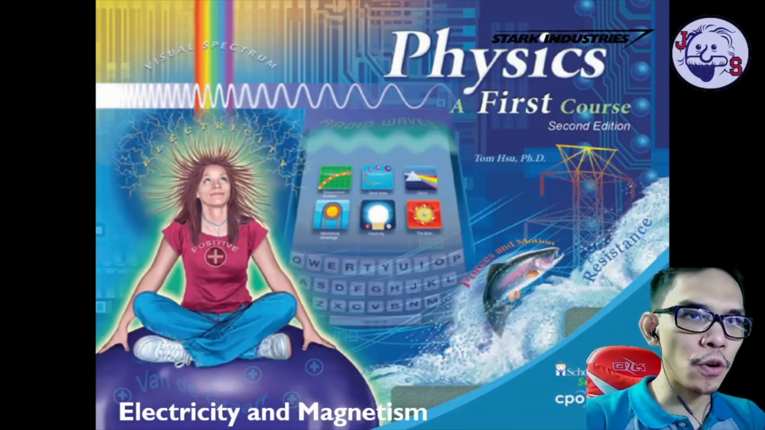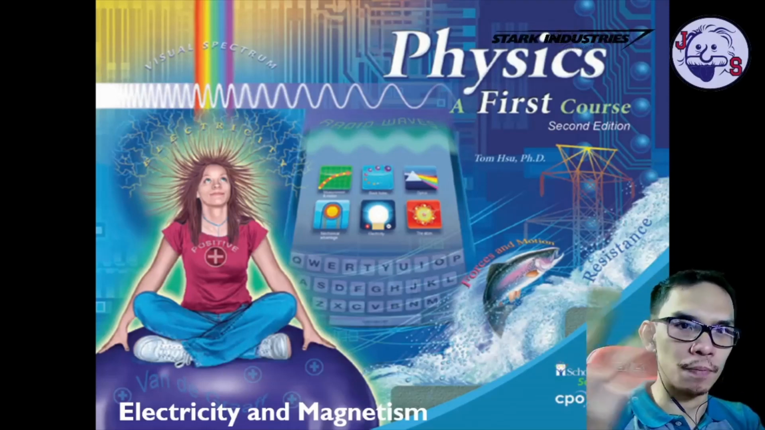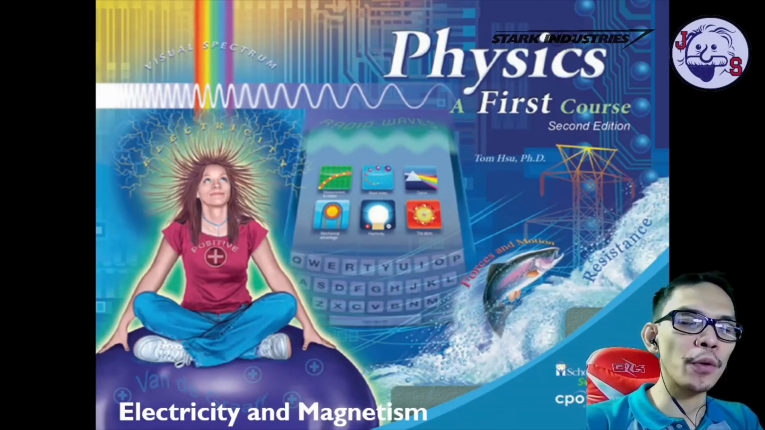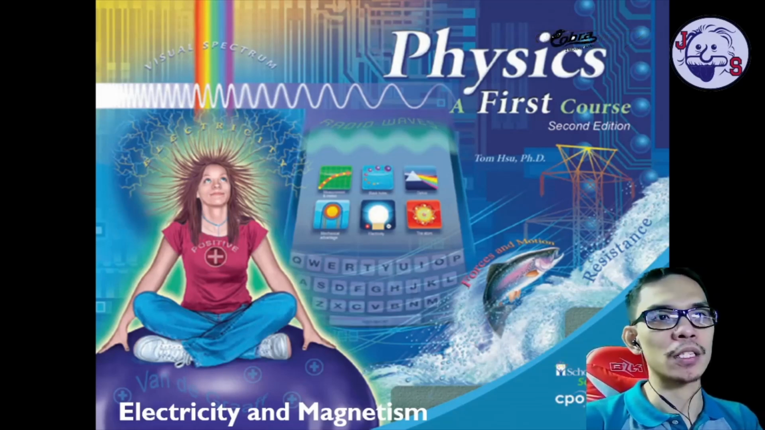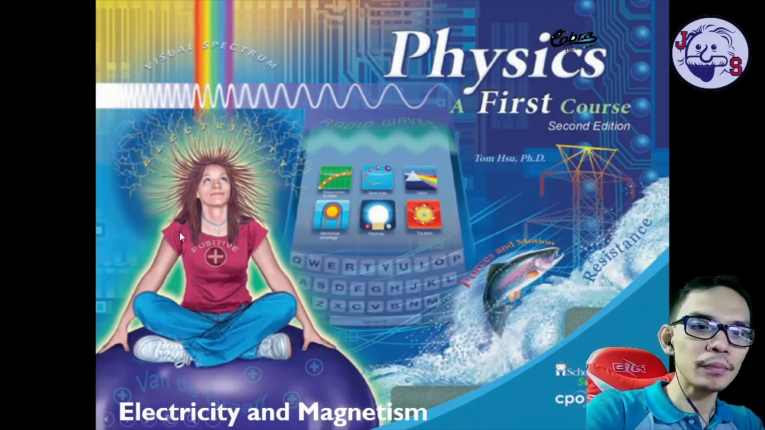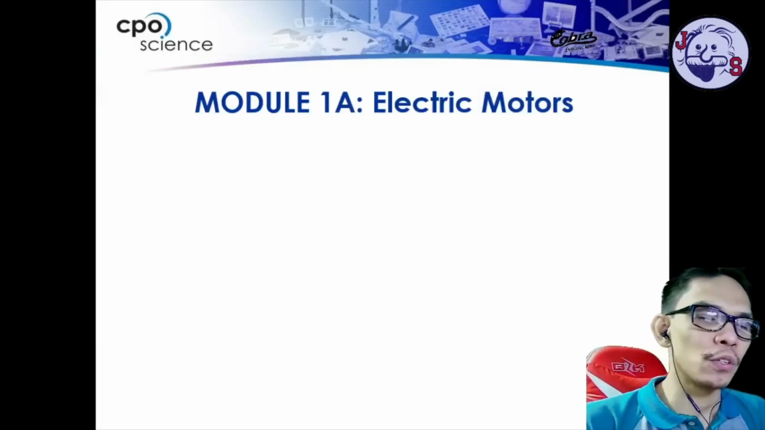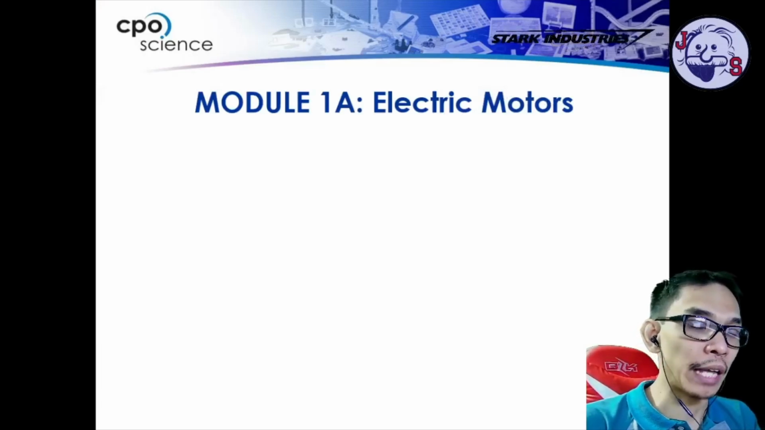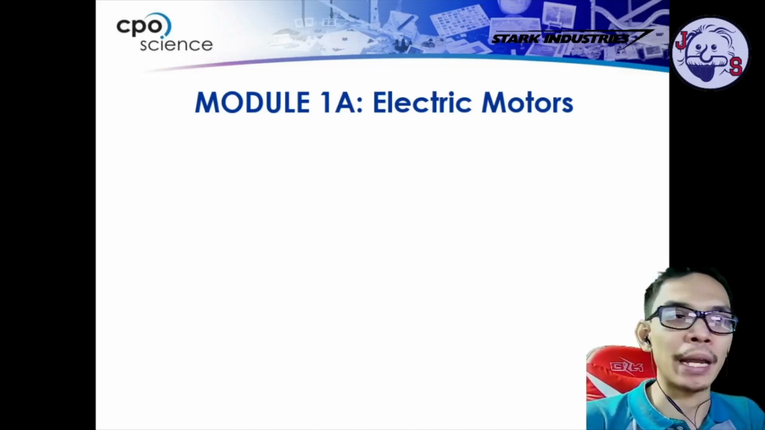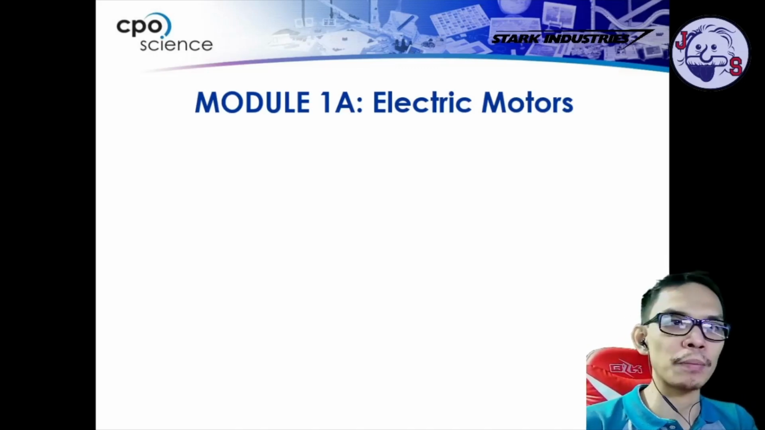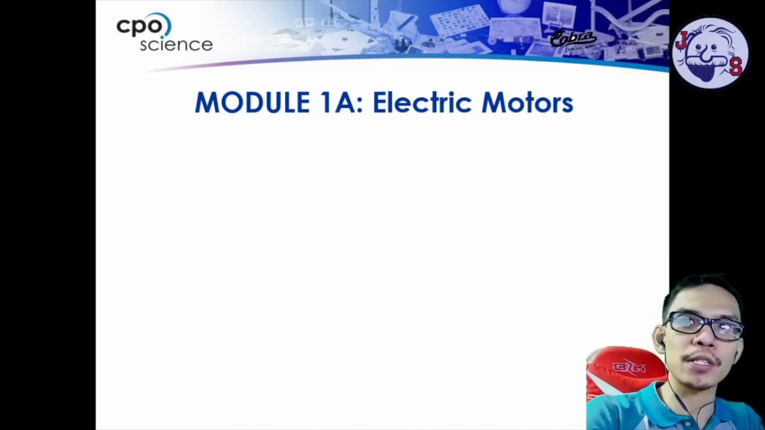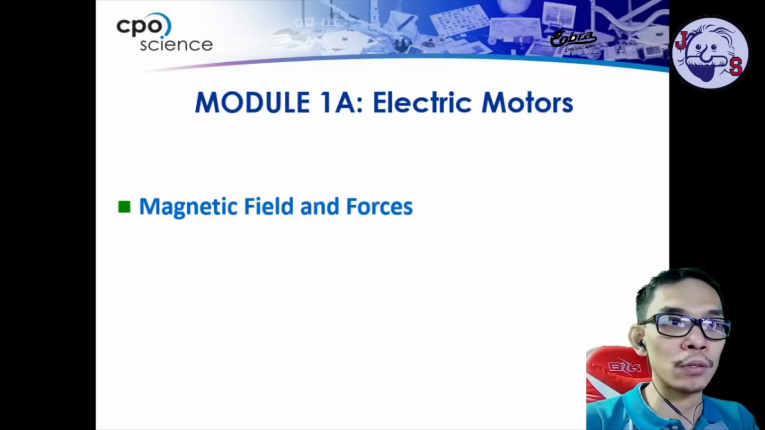So we are now in the discussion of our topic for today, and we are going to deal more with electricity and magnetism. In this discussion, we are going to talk about electric motors. Those objects that I gave as examples are objects that use an electric motor. So what is this electric motor? But before we go to the mechanism and the purpose of the electric motor, let's talk first about the basic ideas on how this electric motor works.